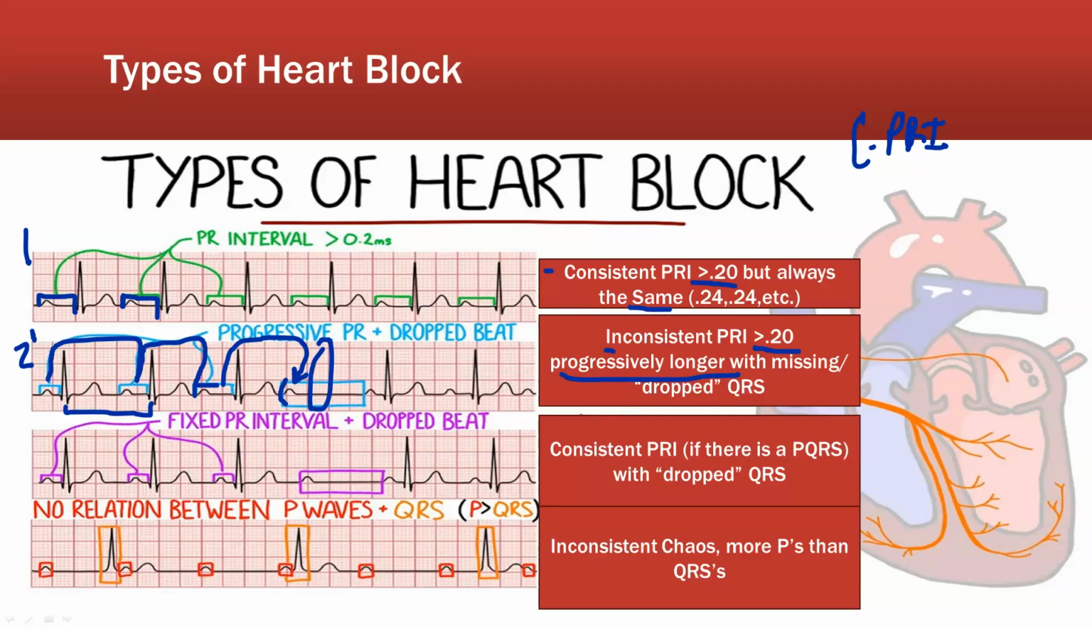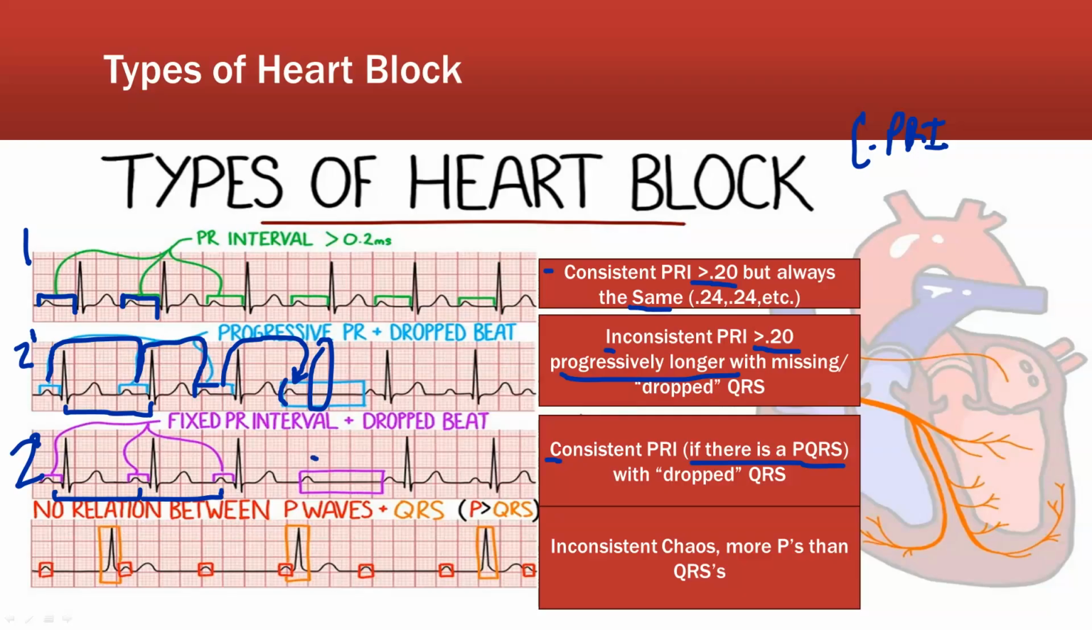So you're still able to maintain cardiac output. The PRI is consistently longer. It's longer, longer, drop a beat. For second degree type 2, what you should see is a consistent PRI if there is a PQRST. So as we're moving along here, you see that the PRI between these different QRSs is the same.